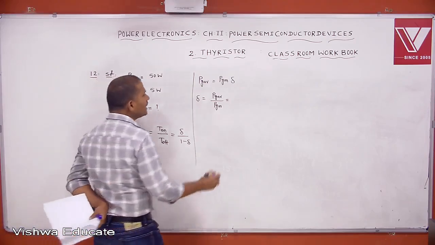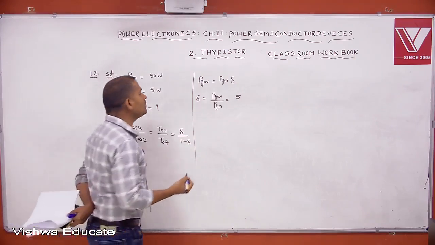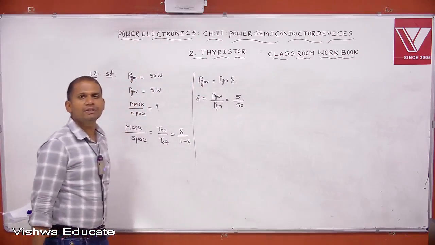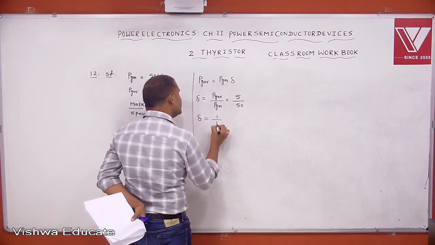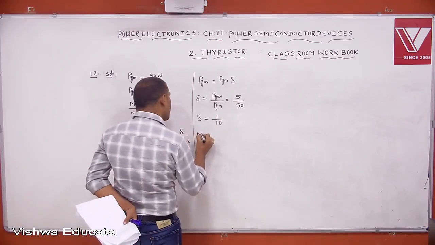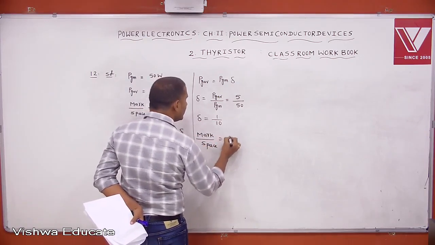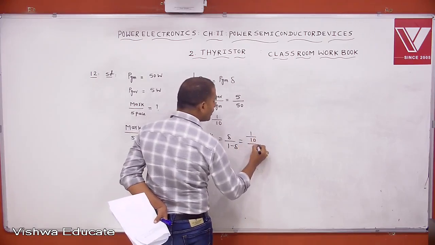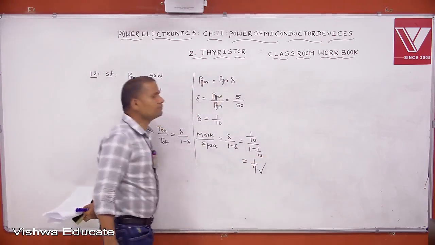What is the average gate power dissipation? 5 watts. Okay. What is the maximum gate power dissipation? 50 watts. Then what is delta equal to? 1 by 10. Then you calculate the mark to space ratio. Mark by space equals delta by 1 minus delta. Delta is calculated as 1 by 10. 1 minus 1 by 10. Then how much do you get? 1 by 9. Simple problem.